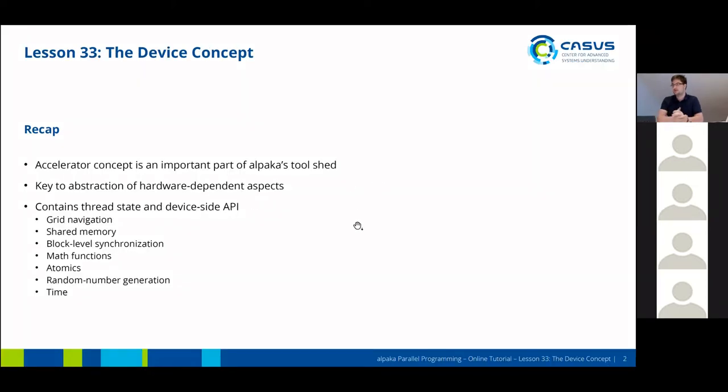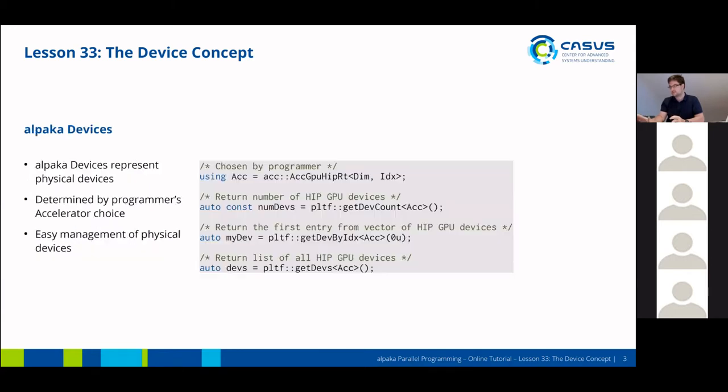So we've just learned about the accelerator and that it's the key to abstract away the hardware dependent aspects of GPUs, CPUs and CUDA or HIP or something. That it contains the thread state and also the device-side API, meaning grid navigation, shared memory, block level synchronization, all the device-side functions. So what is a device in comparison?